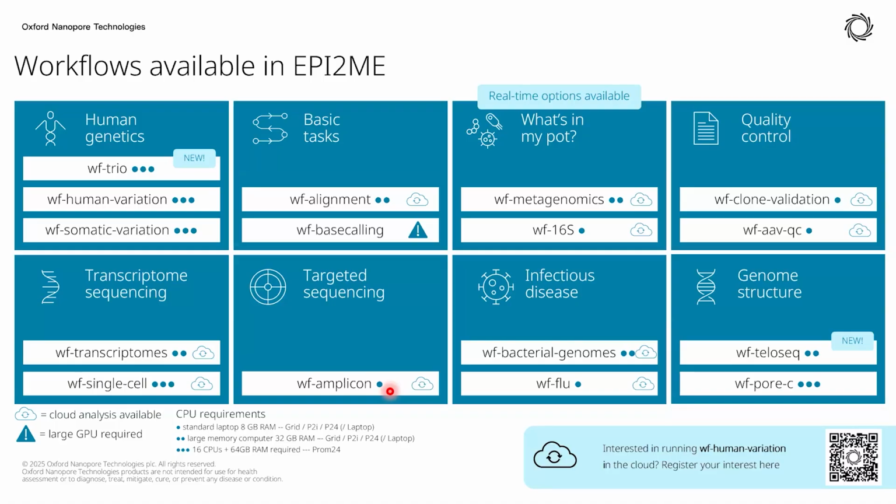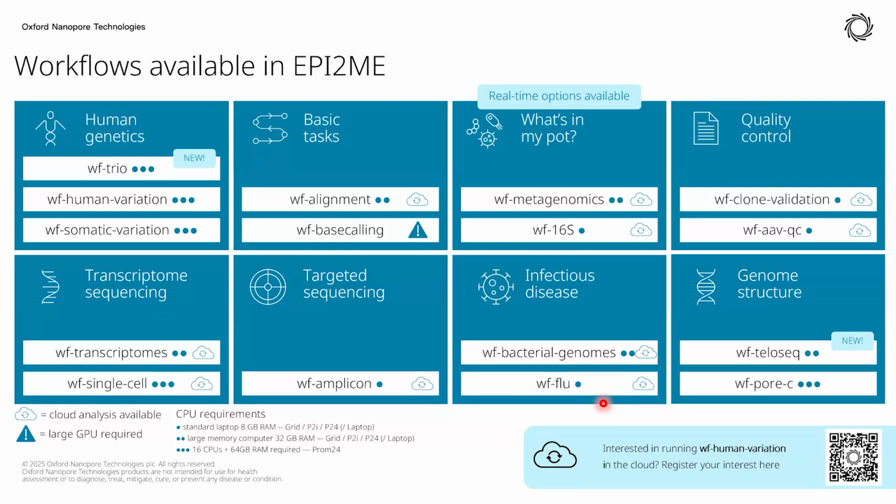We have bacterial genomes and flu for infectious disease. The flu workflow is specifically for influenza A and B. Bacterial genomes has a number of features that work very well for isolates. So it can basically do typing for you, serotyping, or like MLST typing. But if you have a mixed group of bacteria, you can still run it through the workflow, and it can do alignments to do variant calling, or it can do de novo assembly of your genome.